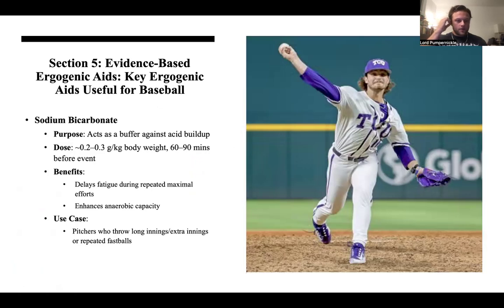Now we could look at sodium bicarbonate. Its purpose is to act as a buffer against acid buildup. A good dose is 0.2 to 0.3 grams per kilogram of body weight, 60 to 90 minutes before your game. It delays fatigue during repeated max effort, and it enhances anaerobic capacity. It could be utilized for pitchers who throw long innings or extra games, or those who throw repeated fastballs to a certain batter.